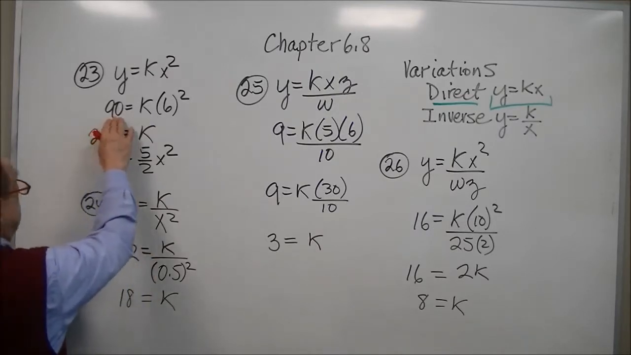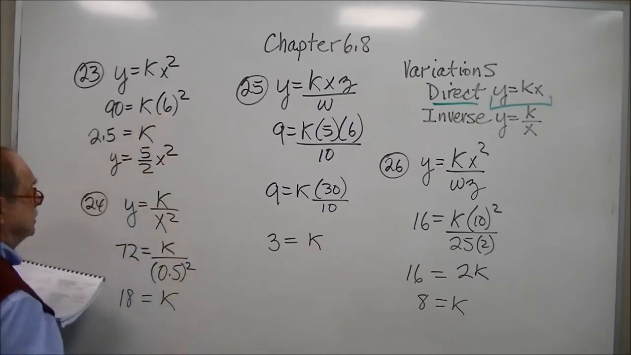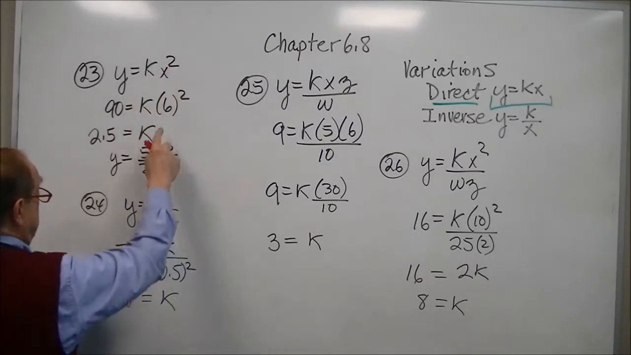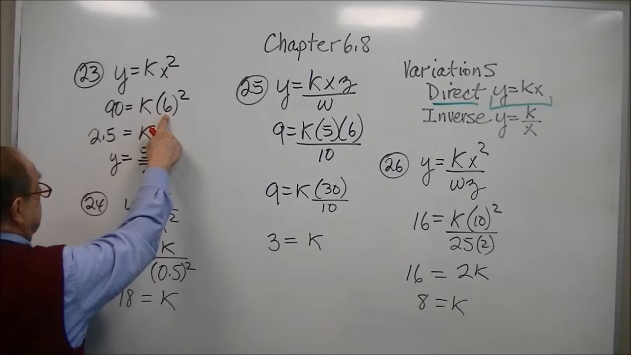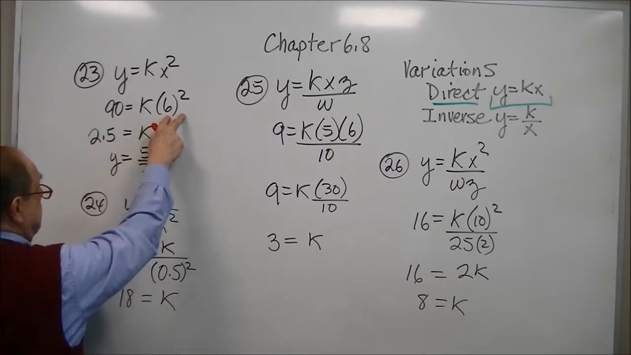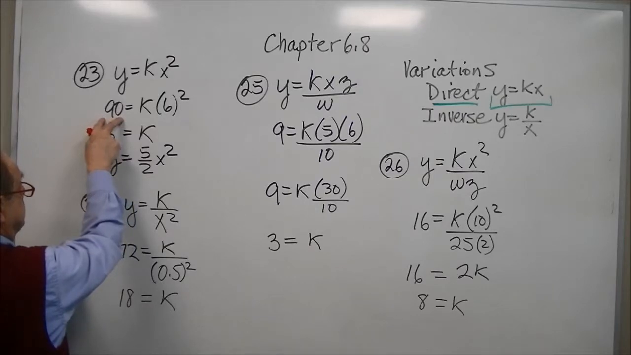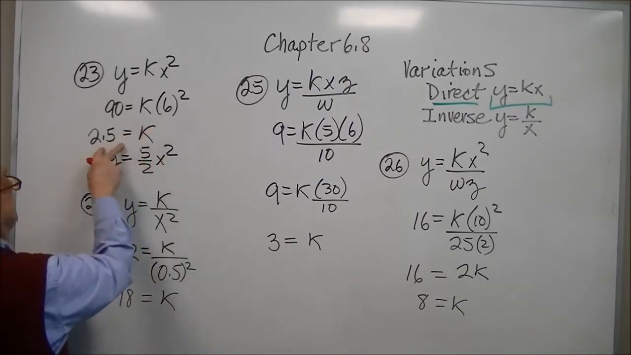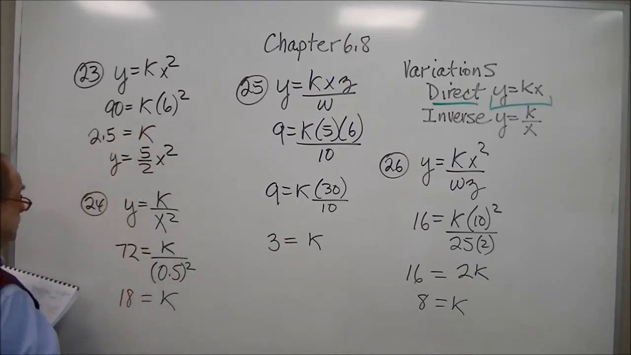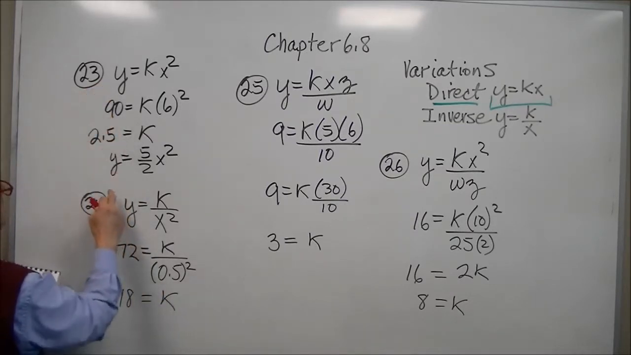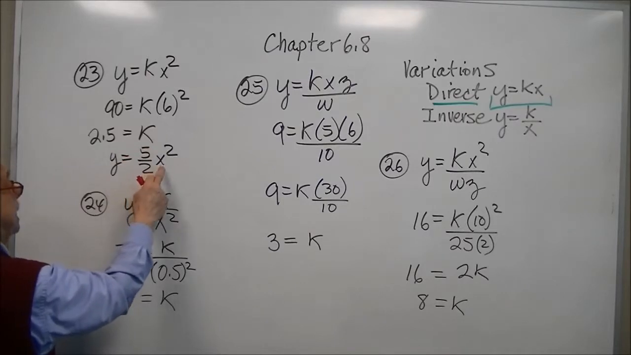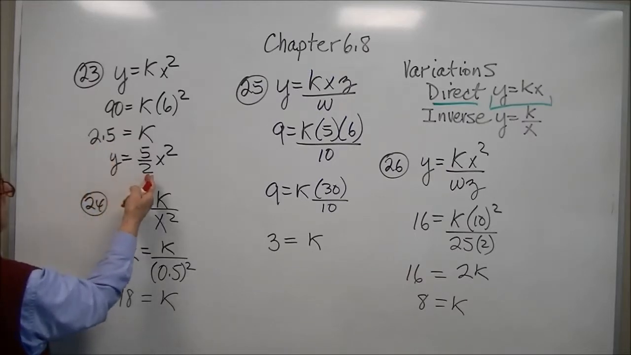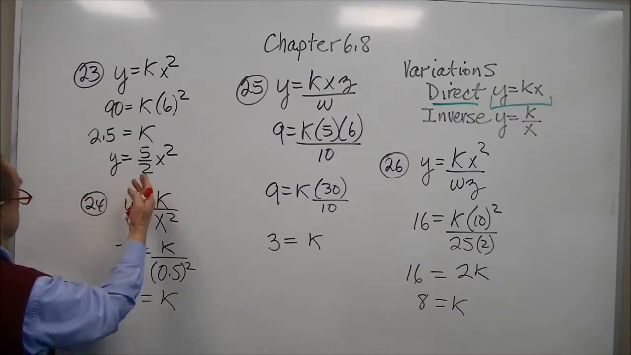And then y is 90, x is 6, and where students often make an error, they'll think that 6 is x squared. No, you have to square the 6. So that becomes 36. Divide both sides then by 36, and that gives you 2.5. So k is 2.5. So your equation of direct variation in this case will be y equals 5/2 x squared. I would have accepted the decimal form, but they're looking in the booklet for the fraction. These are equivalent.